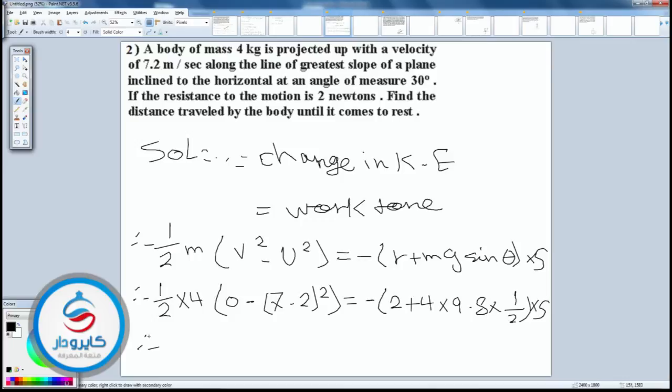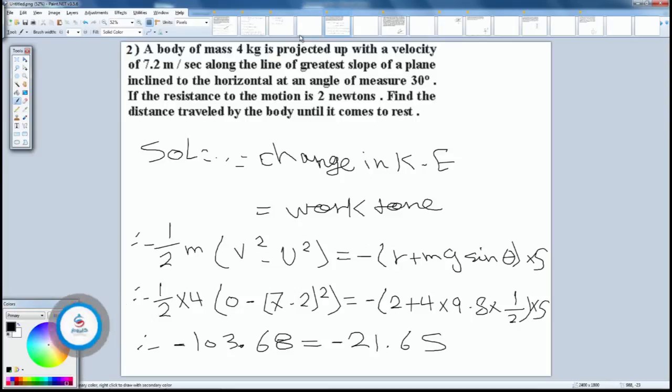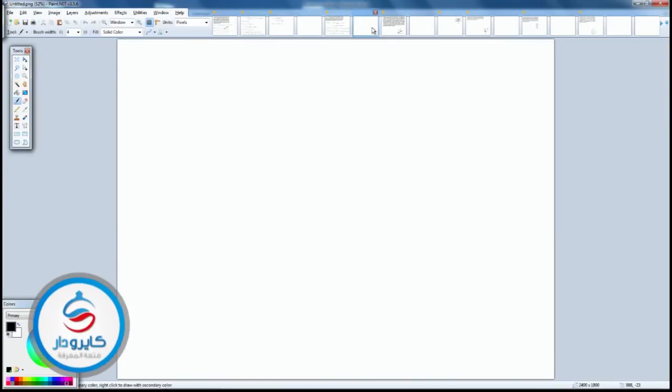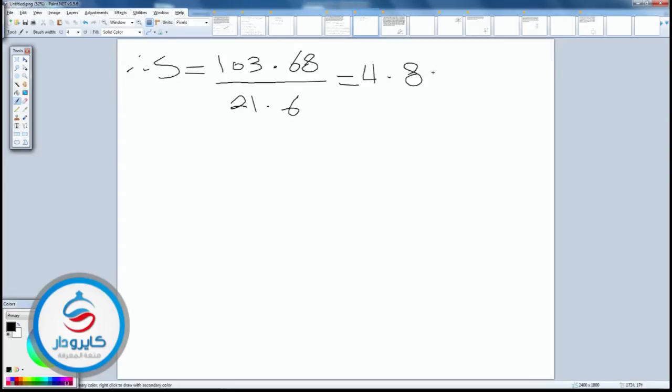Therefore negative 103.68 equals negative 21.6 s. Therefore s equals 103.68 over 21.6 equals 4.8 meters.